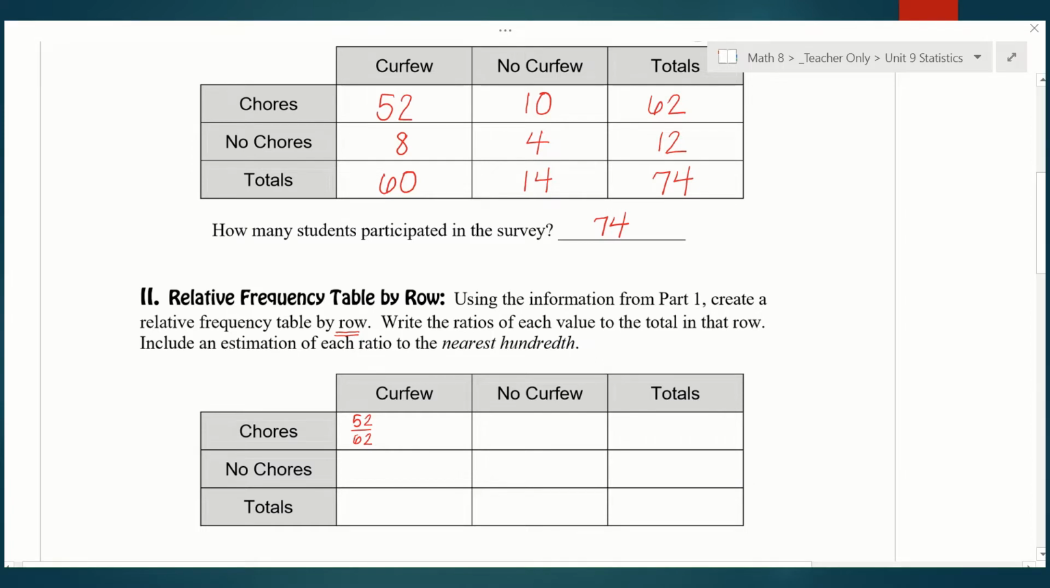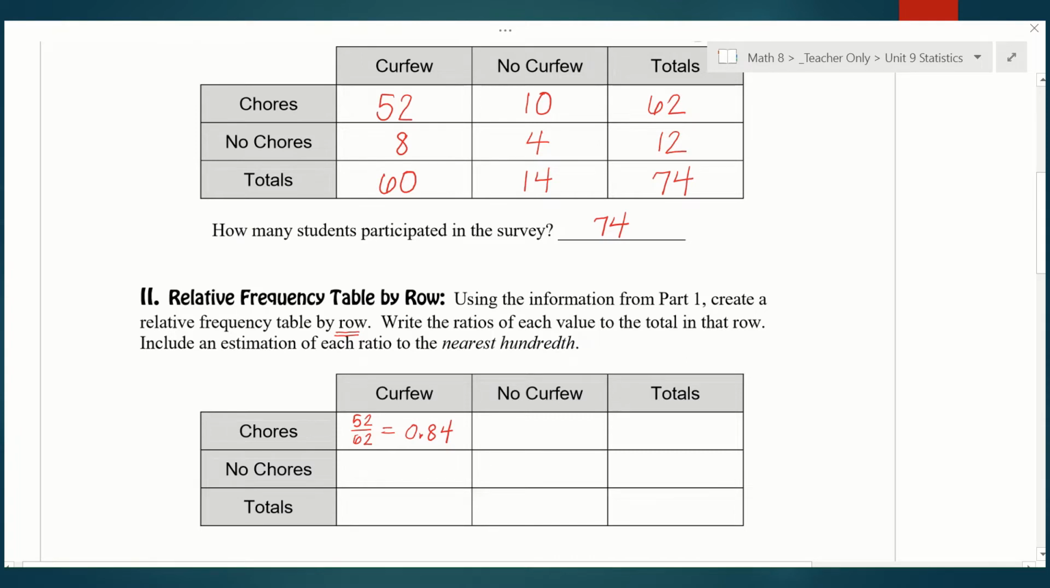It's the number that was in that cell to begin with out of the row total, 52 out of 62. And they want us to round these to the nearest hundredth. So if I type that in my calculator, 52 divided by 62, and I round that to the nearest hundredth, I should be getting 0.84.